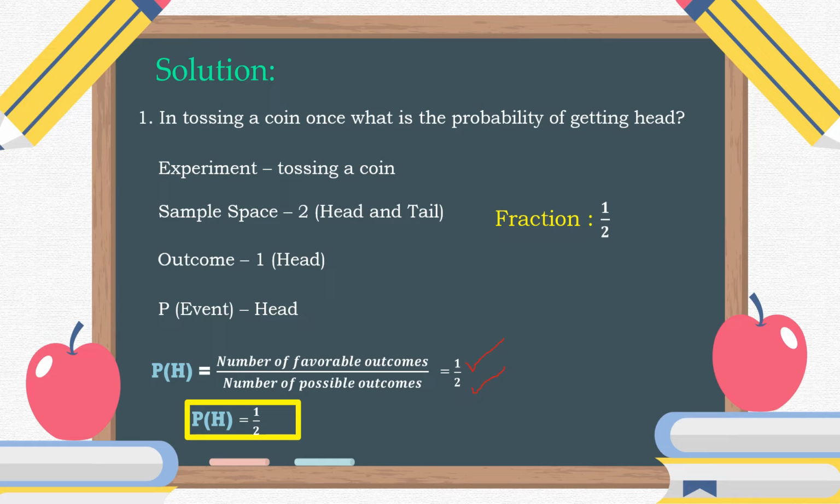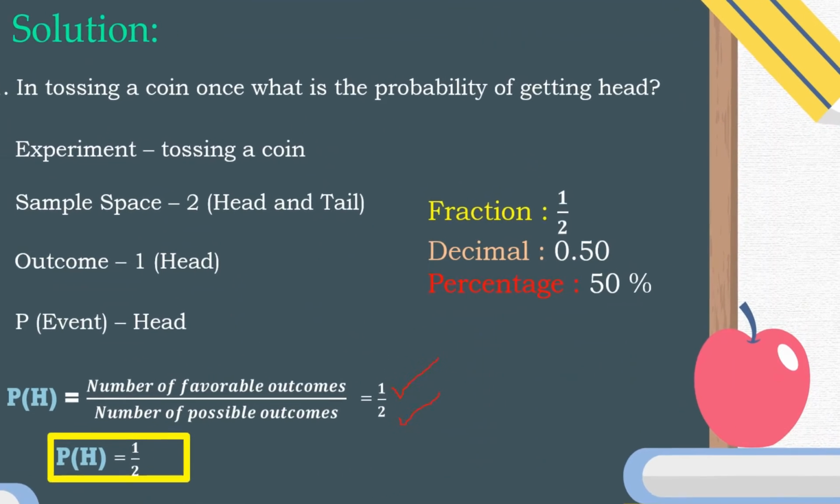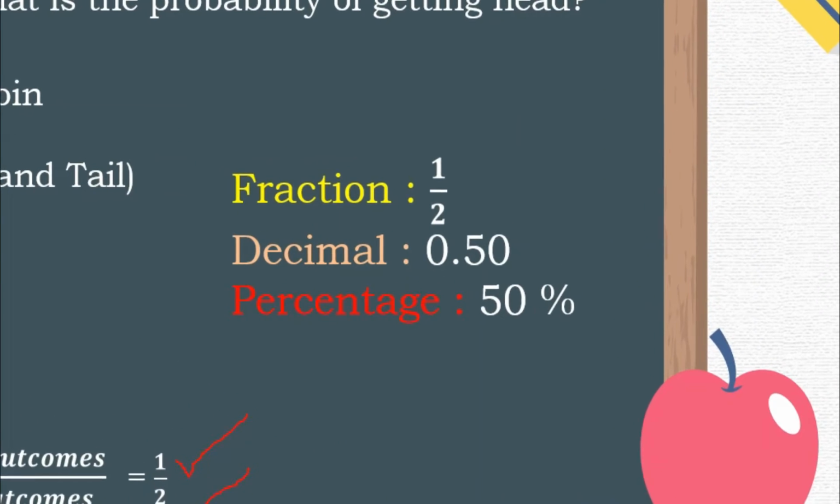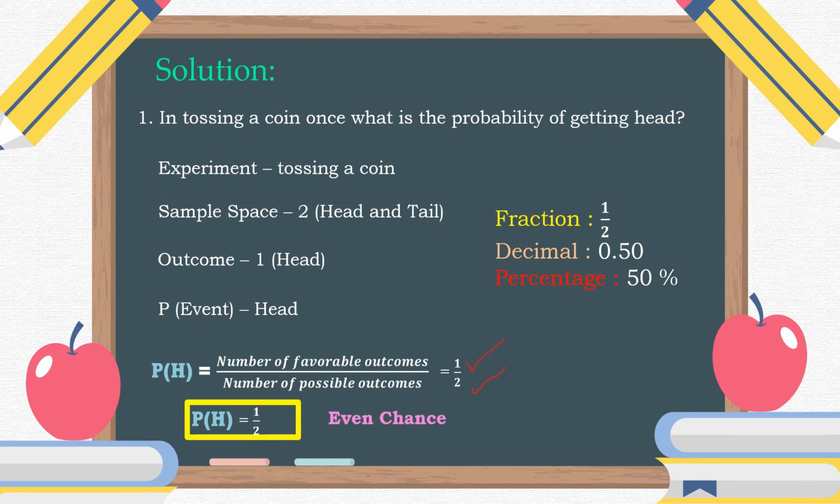Next, sabi natin kanina, the probability can be written in fraction, decimal, or percentage. So, yung fraction natin is 1/2. Okay, so the decimal form is 0.50 and the percentage is 50%. So, there is a 50% chance that we can get the head in tossing a coin once. So, since that is a 50% chance, that event is an even chance.